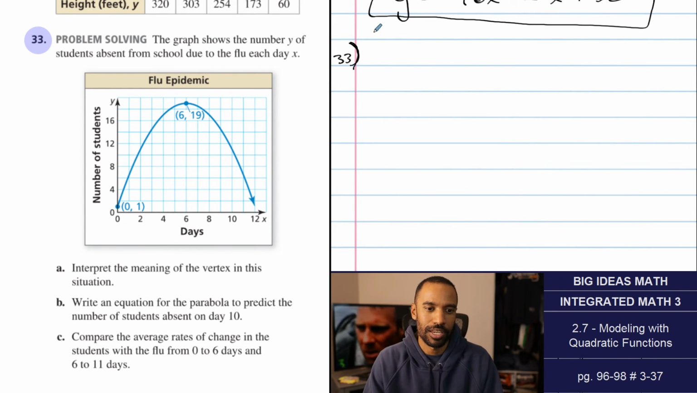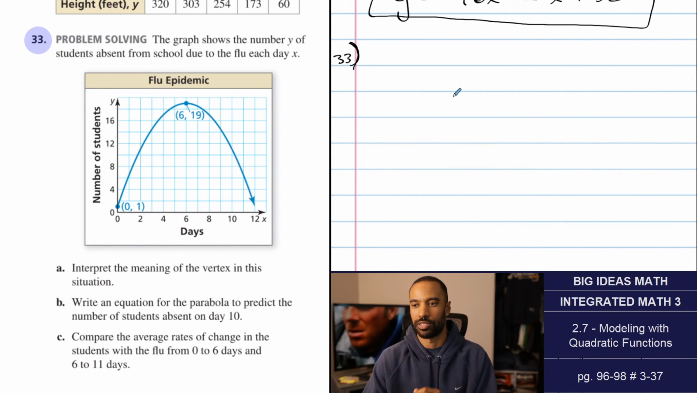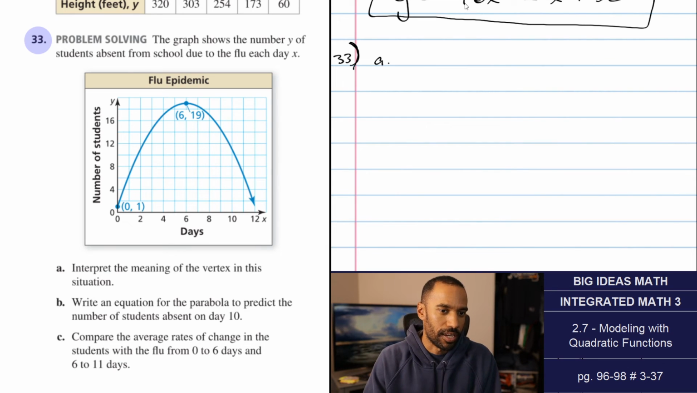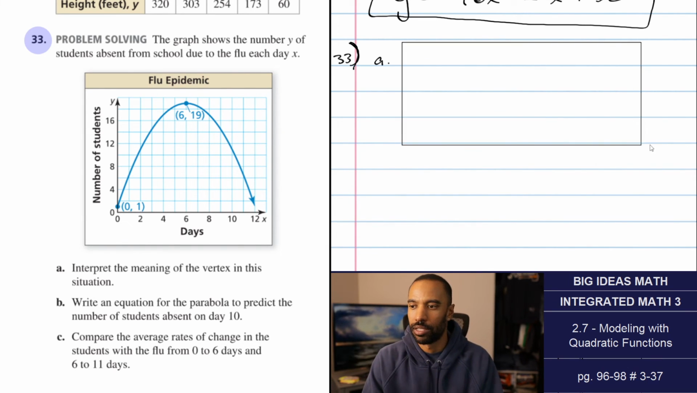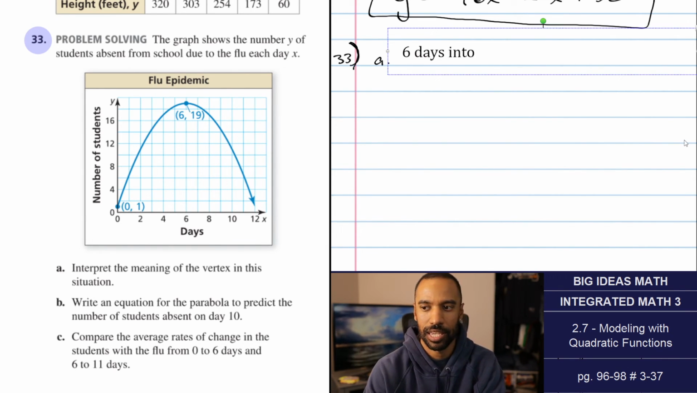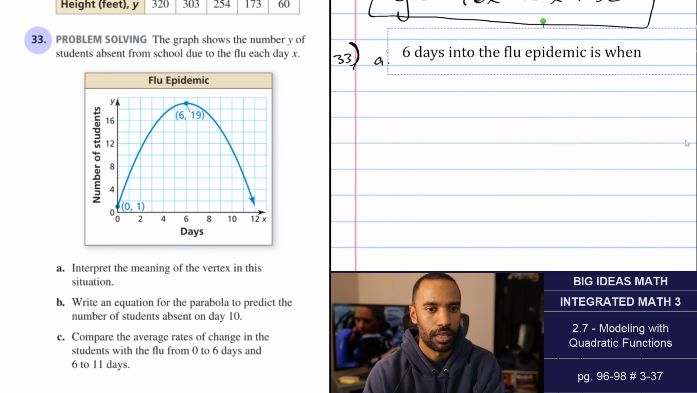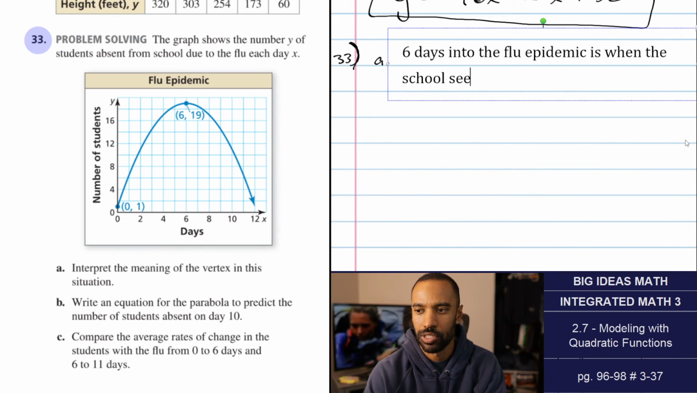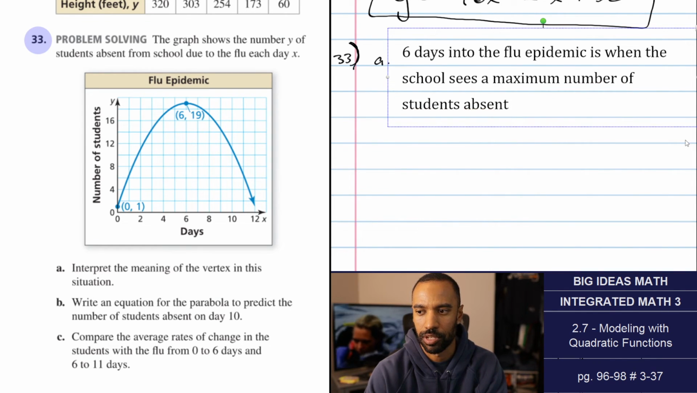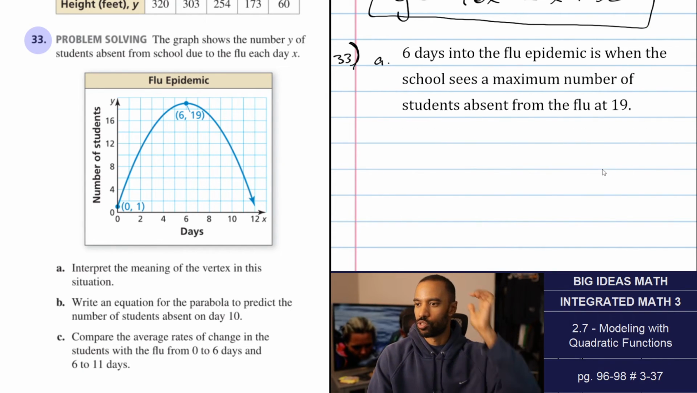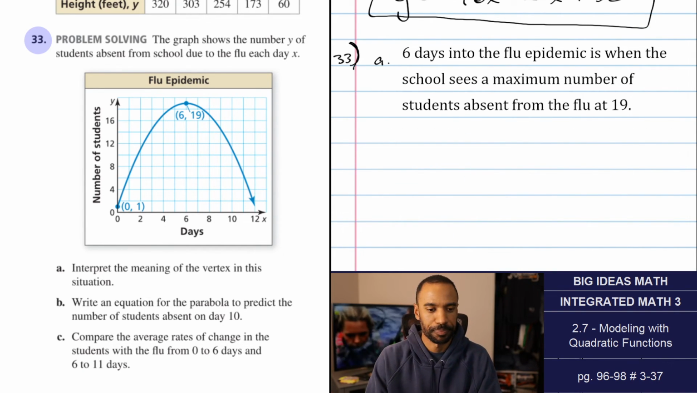So 6 days in, you have the maximum number of students that's absent, which is 19. That's what I'll say. 6 days what? Into the school year? Into the epidemic. 6 days into the flu epidemic is when the school sees a maximum number of students absent from the flu at 19. So 19 students are absent from the flu. That's the max number that you have.